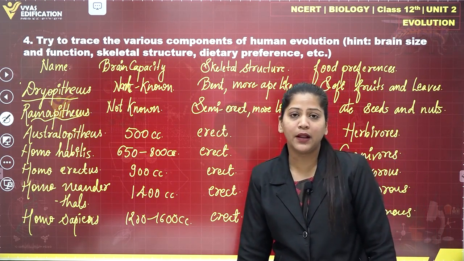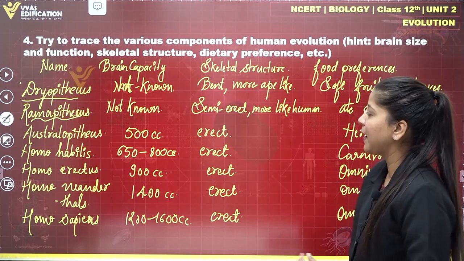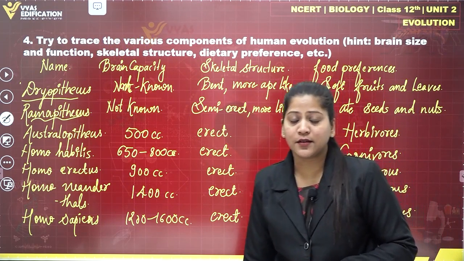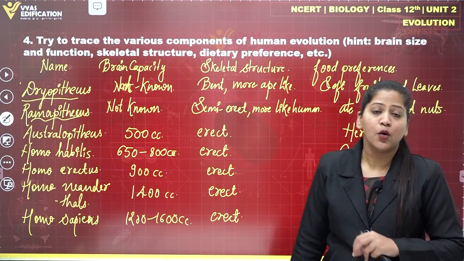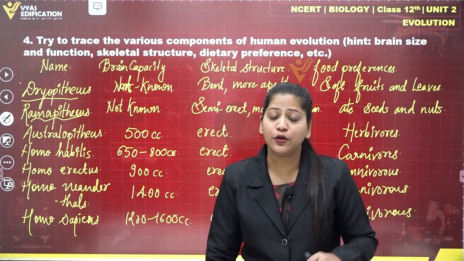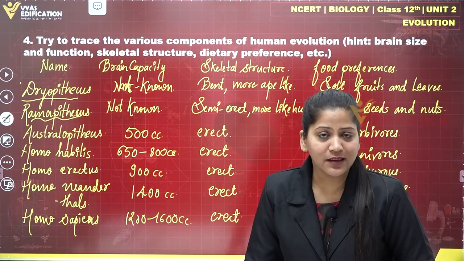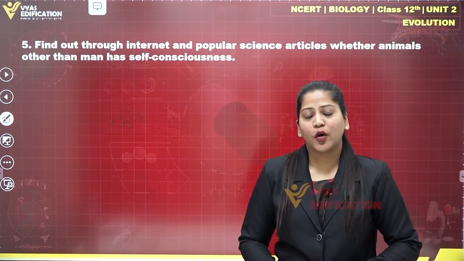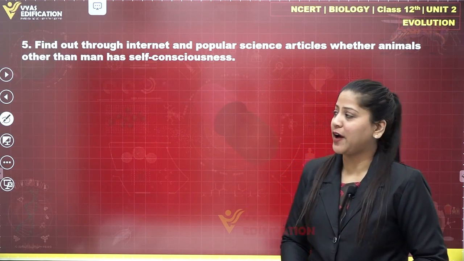So this is a table which is showing you the brain capacity, skeletal structure, and food preferences of all the organisms who evolved during the evolution of humans. And with this, we have completed the solution of question number 4. Now let's talk about the next question, that is question number 5.